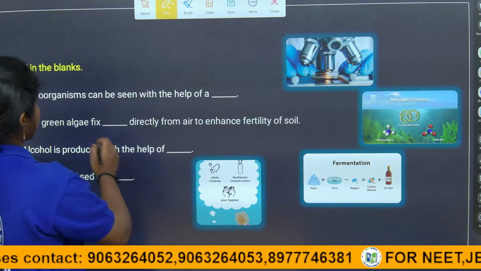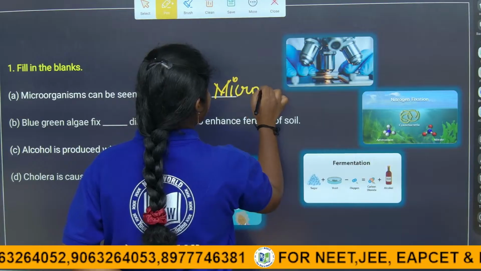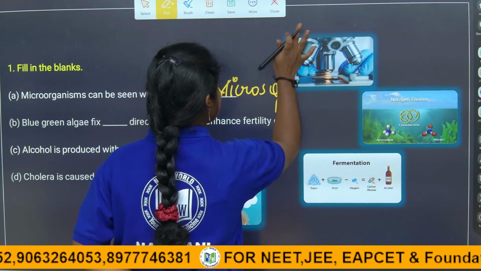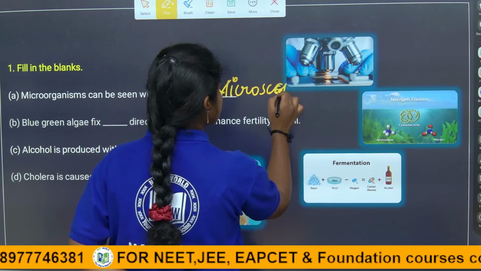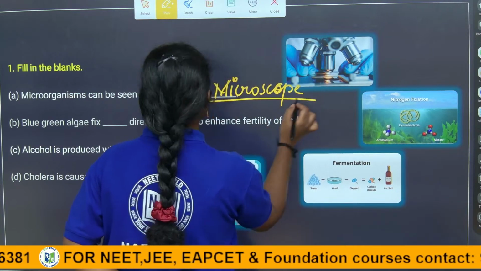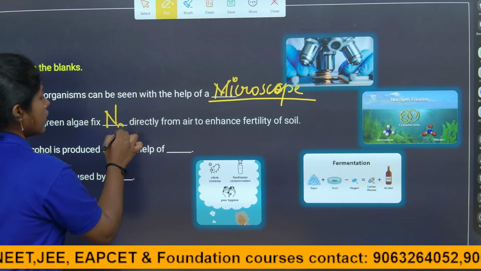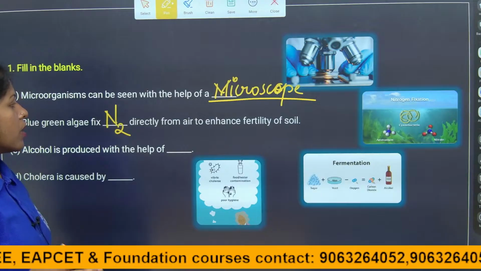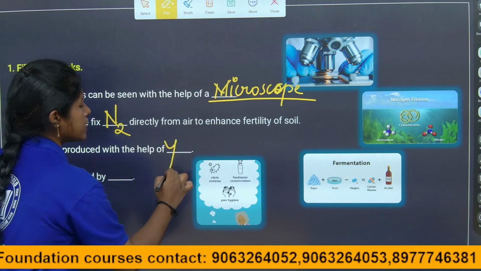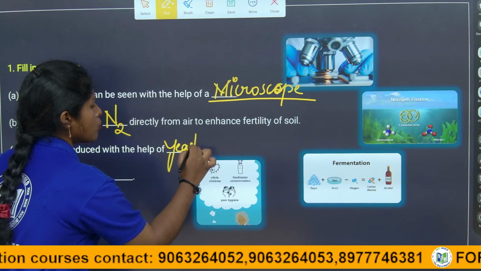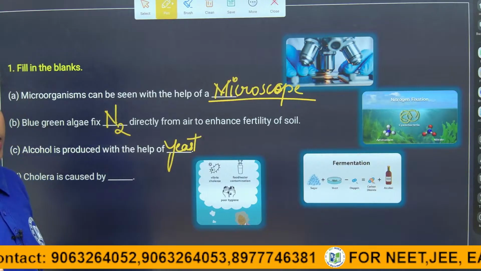The first question, the answer is microscope. In the next question, blue green algae fixes nitrogen directly from air to enhance the fertility of the soil. The alcohol is produced with the help of yeast. Yeast is a unicellular fungi. Most of the fungi are multicellular. Yeast is one of the best examples of a unicellular fungi.